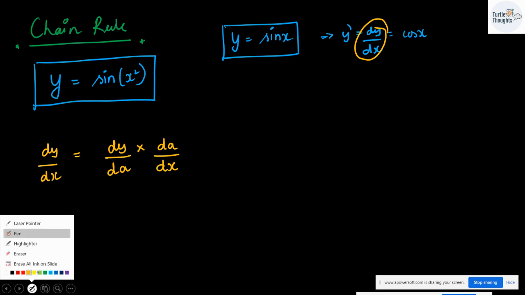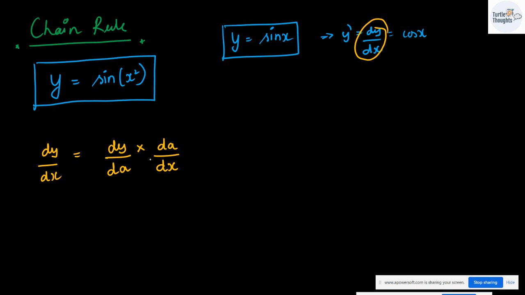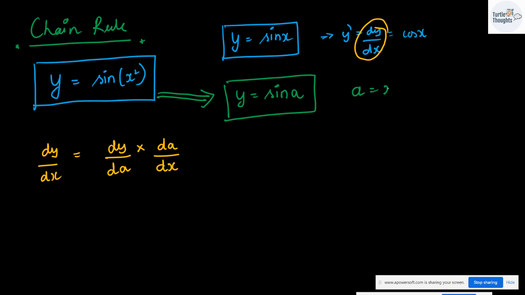Now, when I cancel dA and dA, will I be getting the value of dy by dx? Yes. So I will be using the chain rule. So first step, what I'm going to do is take whatever the question is given. It is given as y is equal to sine x square. I will extend that by writing y is equal to sine a, where I introduce a variable a. Can I write y is equal to sine of x squared as y is equal to sine a, and a is equal to x squared?